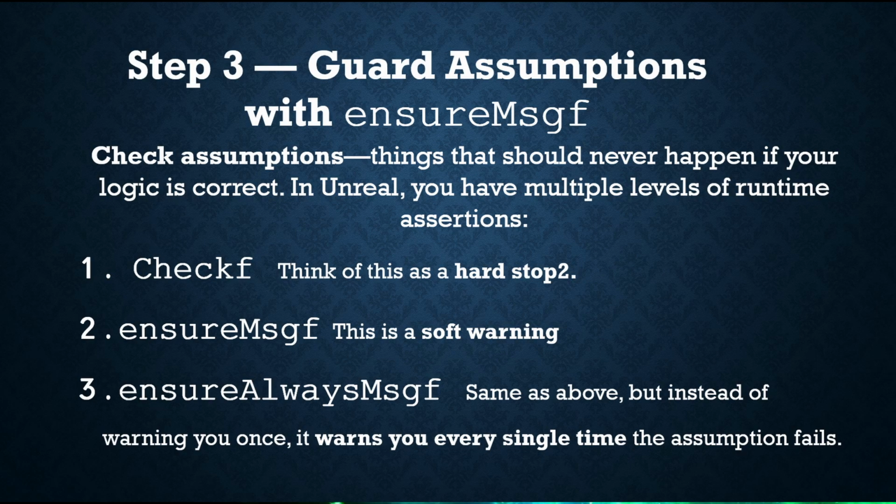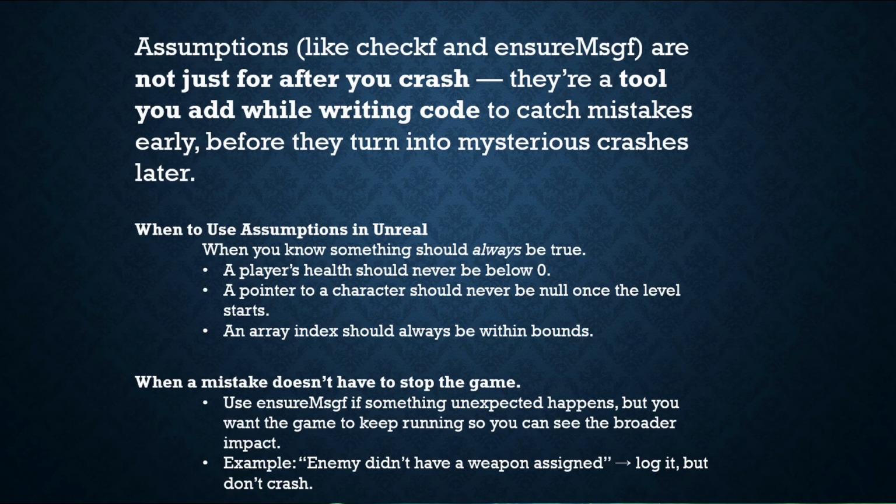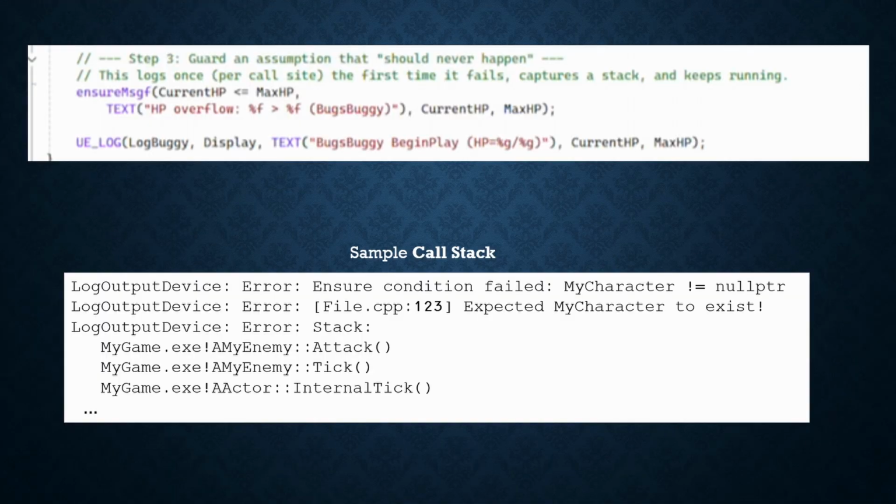Step 3, guard assumptions. In C++, we often assume things like this pointer will never be null or this array always has at least one element. By using the ensure message F, Unreal checks those assumptions at runtime. If they fail, you get a clear error message and a stack trace showing how you got there. The best part, the game keeps running so you can keep investigating without the crash stopping you cold.